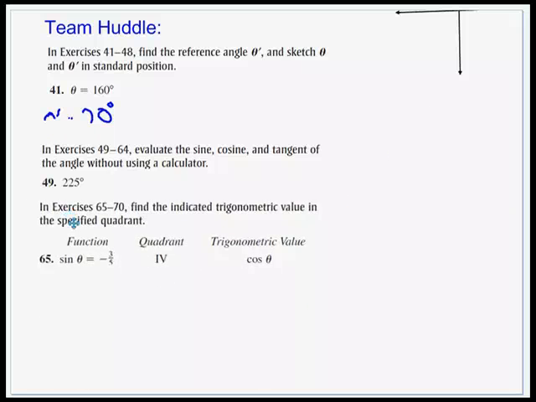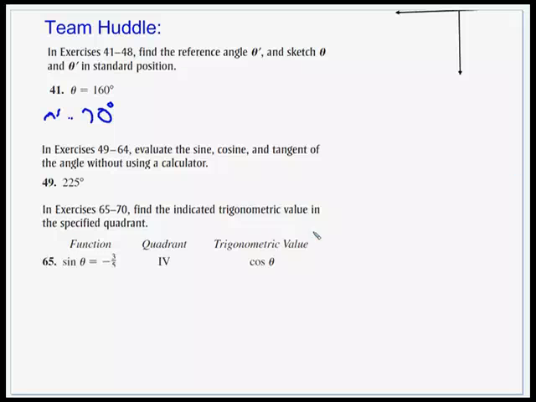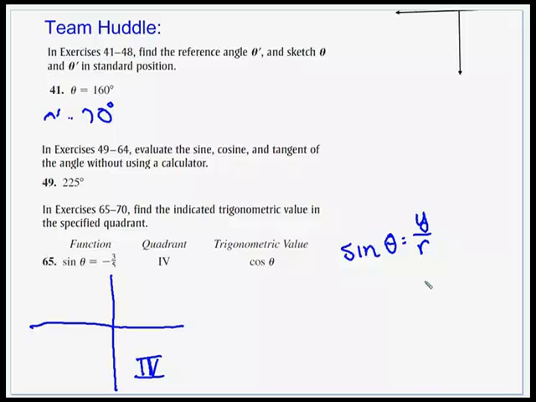In the last one, find the indicated trig values in the specified quadrant. So we know that we are in quadrant 4. So we're down here somewhere. And we also know that sine is y over r. Sine of an angle is y over r. And for our problem, it's negative 3/5. So we just got to figure out where this negative sign goes. Does it go with y or r?